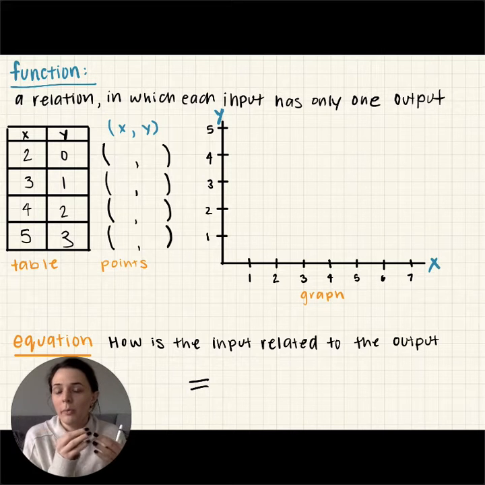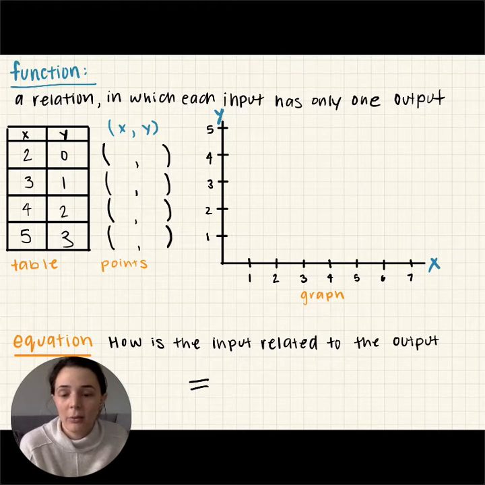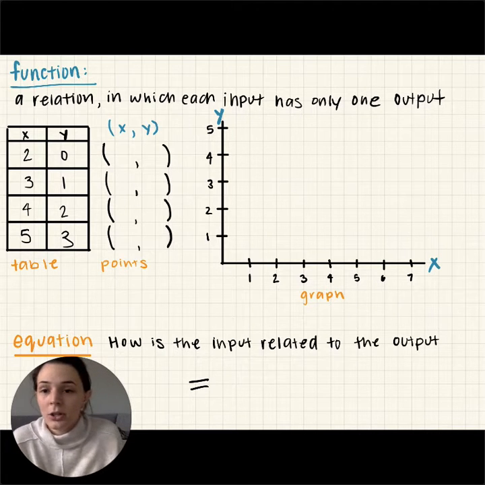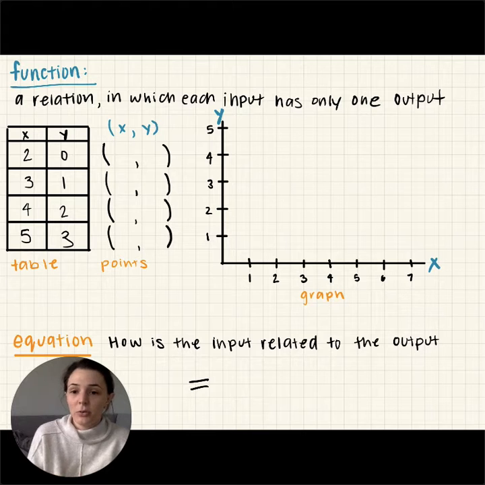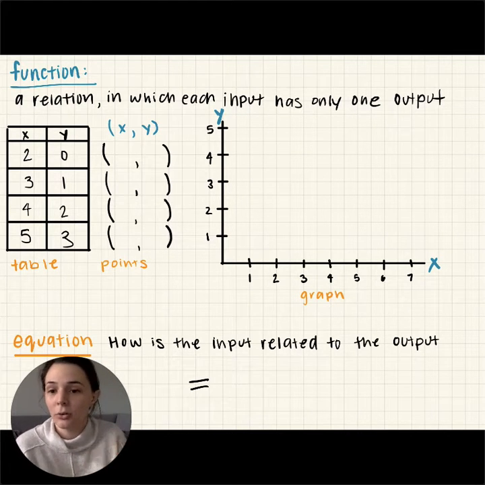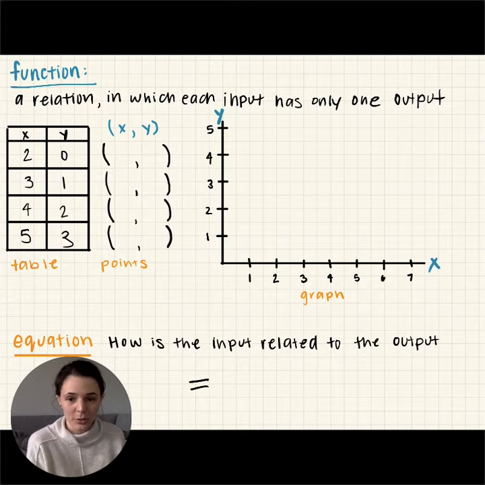And when we say each input can only have one output, we mean if the input is 2 and you get out 0, you couldn't then have an input of 2 again and get out 5, right? Each input can only have one output that goes with it.